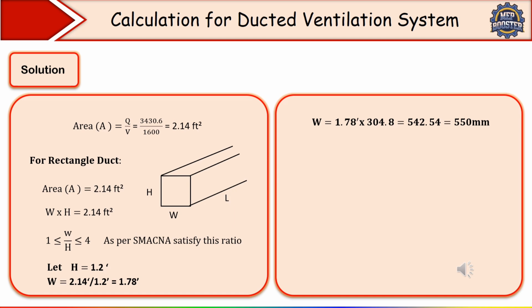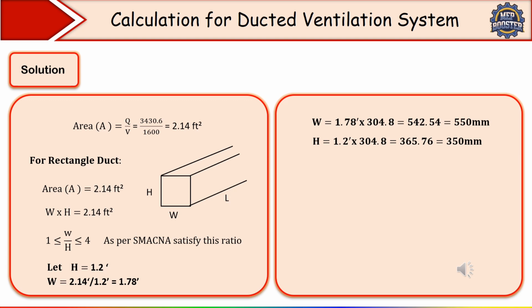If you multiply this product by 304.8, you will get the value in mm. So here when I multiply, I will get 542.54, so it is around 550 mm. And similarly I have done it for height. When we convert the height from feet to mm, you will get how much height?